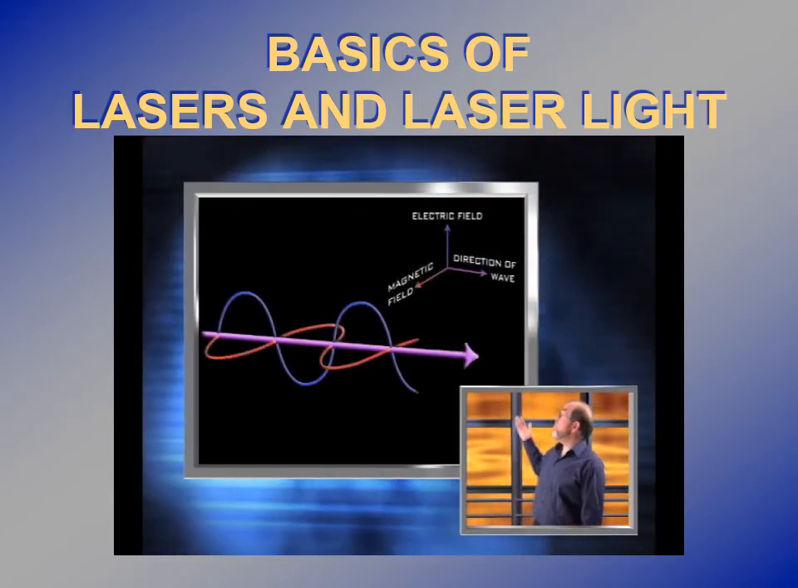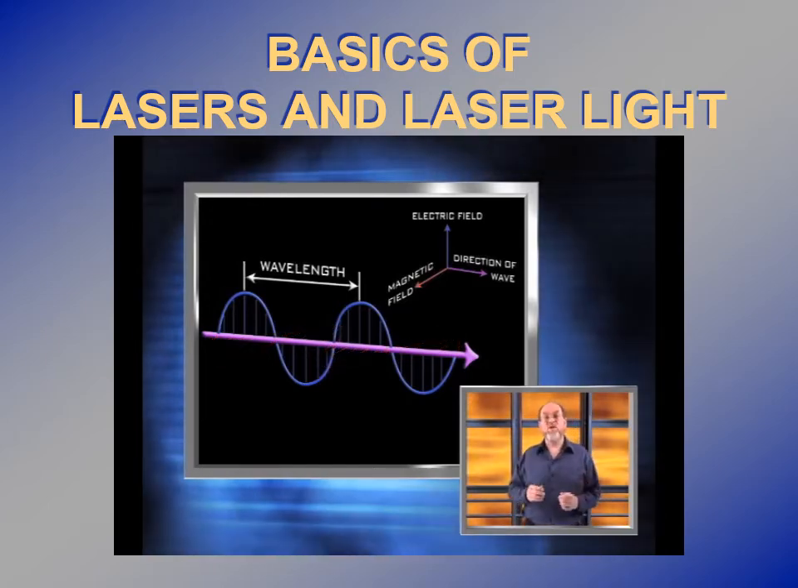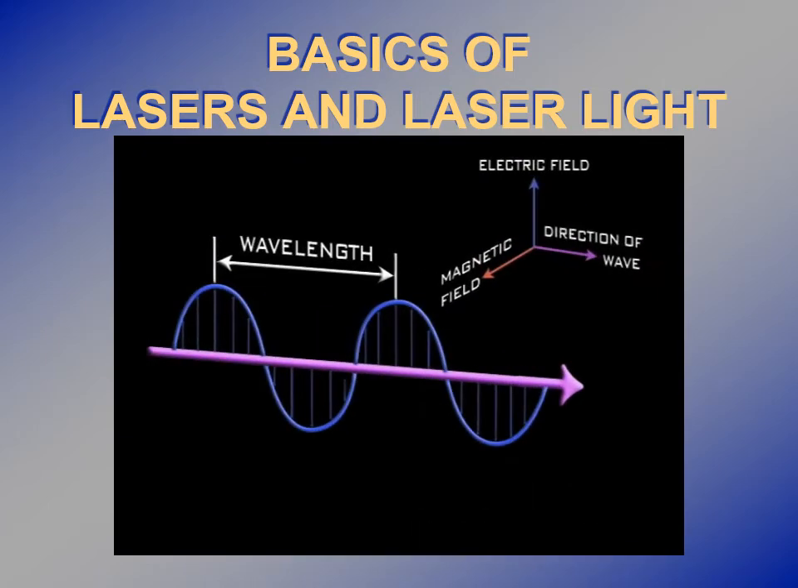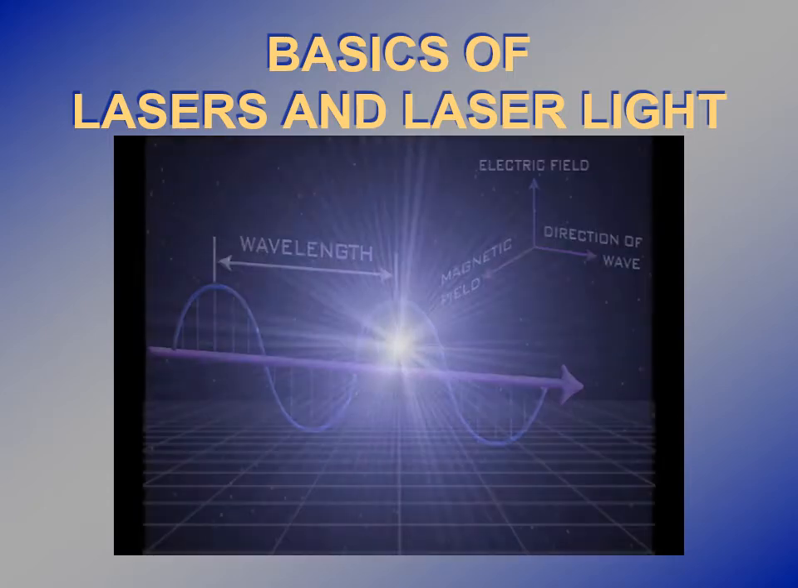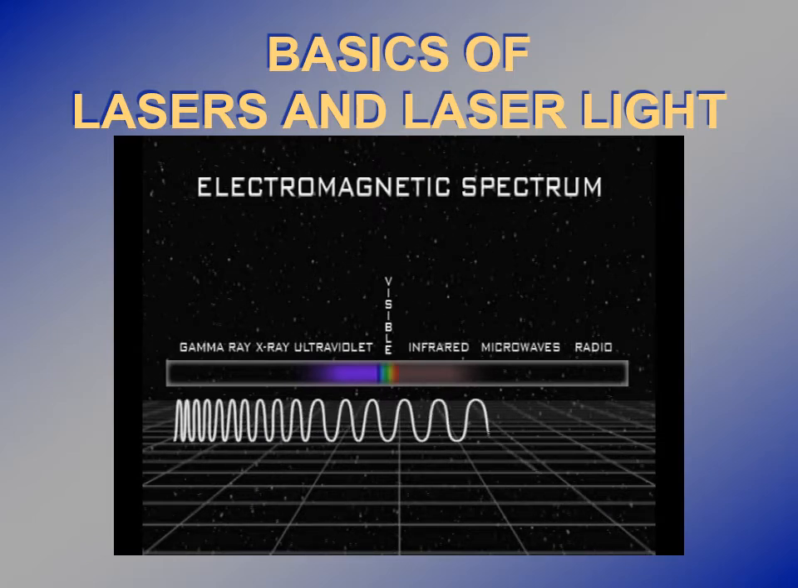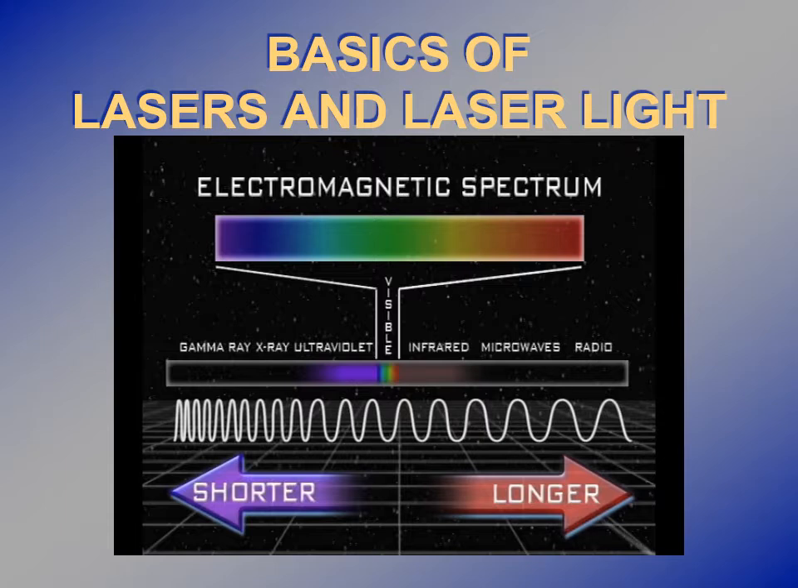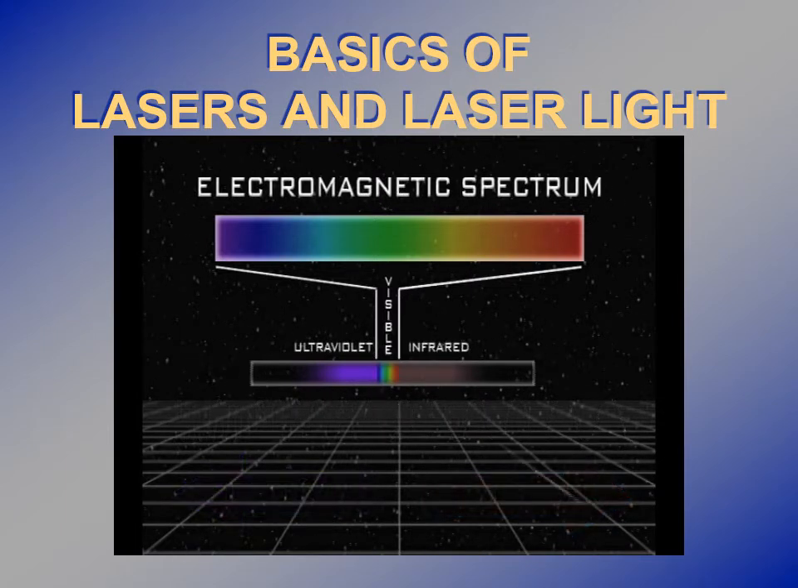Light is an electromagnetic wave. The wavelength is the distance between two peaks on that wave. Different wavelengths are seen by the eye as different colors. The entire electromagnetic spectrum extends from gamma rays on the short wavelength end to radio waves on the long wavelength end. Visible light is a little slice in the middle. Shorter wavelengths than visible are ultraviolet, longer wavelengths than visible are infrared. Lasers operate in the ultraviolet, visible, and infrared portions of the spectrum.